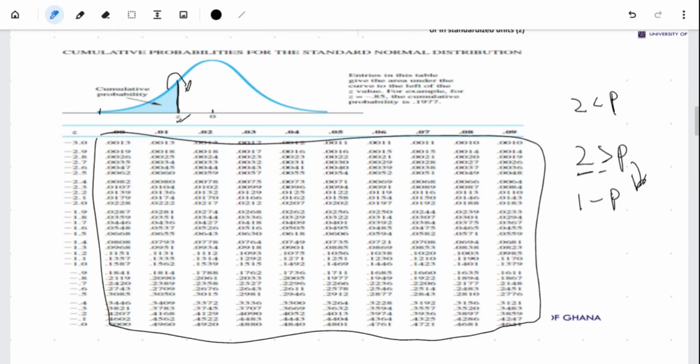So when you have to find the probability that a value is less than Z, the probability you find within this range remains the answer. But when the question asks you to find the probability that a value is greater than Z, you are going to subtract the probability you find here from 1, and that will be your final answer. I wish we understand it better as we solve more questions.